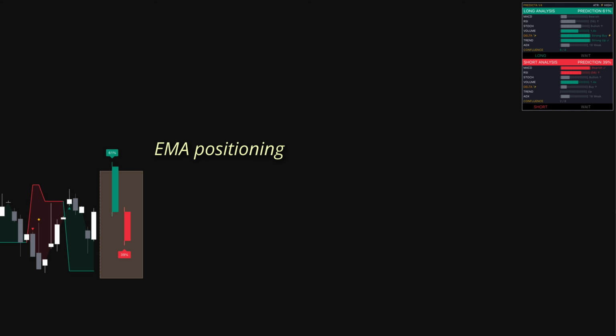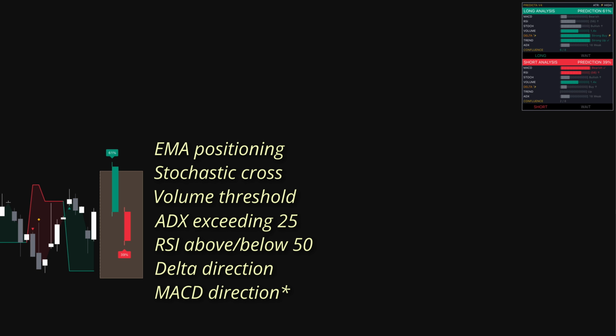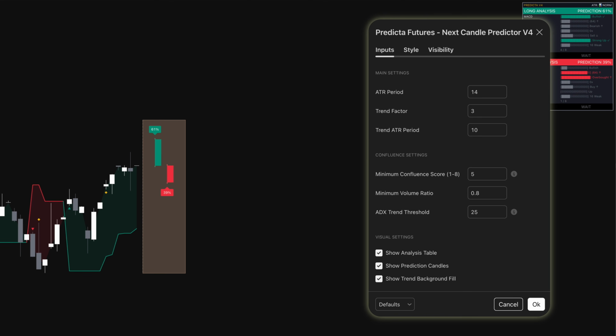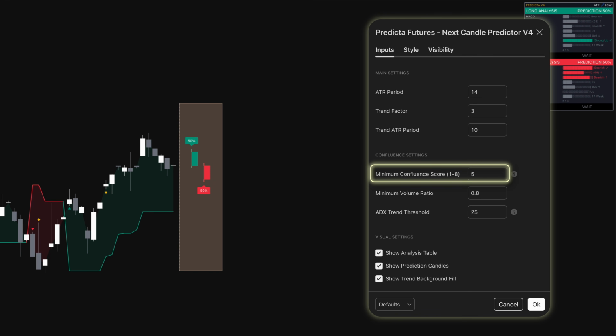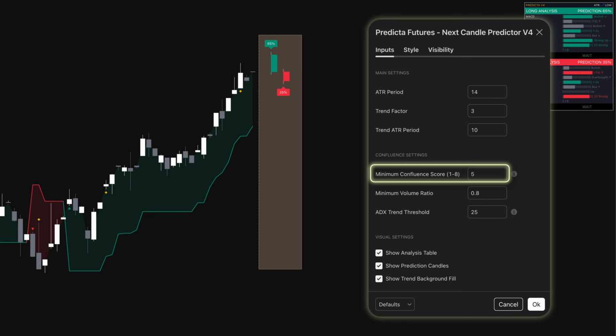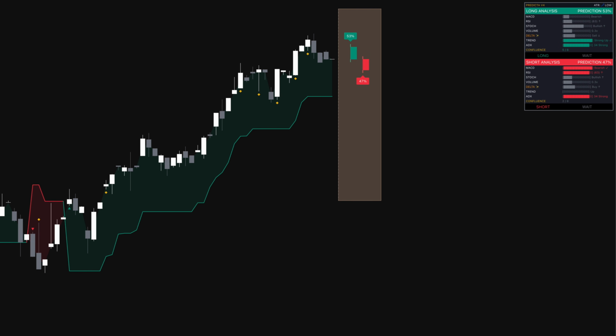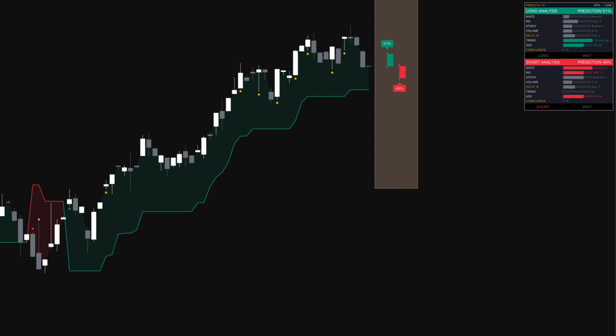The 8-point confluence system requires minimum alignment across trend state, EMA positioning, stochastic cross, volume threshold, ADX exceeding 25, RSI above or below 50, and delta direction. Users configure minimum required points, defaulting to 5 of 8. Volatility regime detection uses ATR percentile ranking to apply score multipliers. High volatility reduces scores by 15%, while low volatility boosts them by 15%.